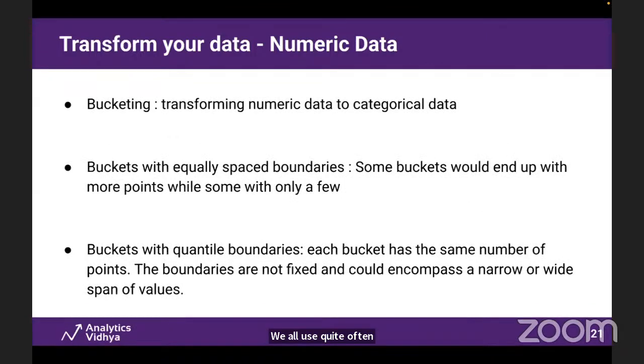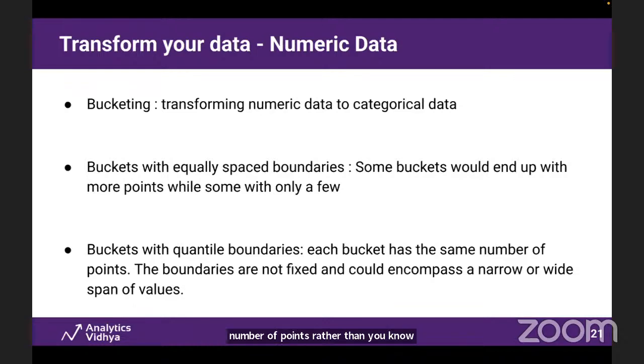And then you can also perform bucketing when we want to transform numerical data to categorical data. Bucketing is like temperature being 0 to 5 degrees, 5 to 10 degrees, things like that. So you build buckets, and you can build buckets with equal boundaries, which is equally spaced boundaries. Or you could build buckets with the same number of points rather than equally spaced boundaries.